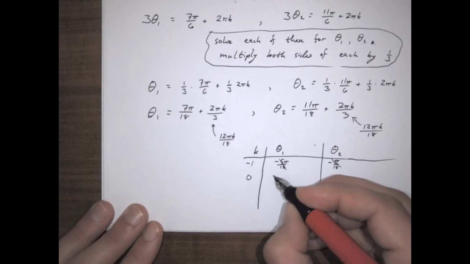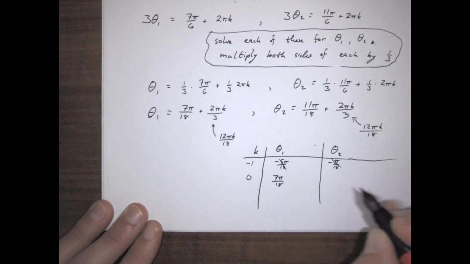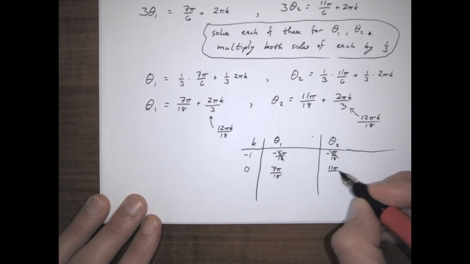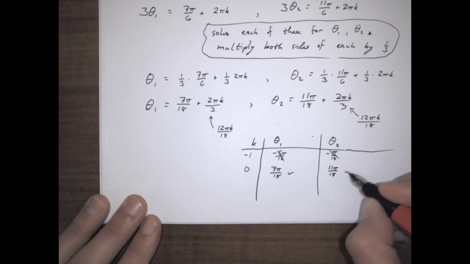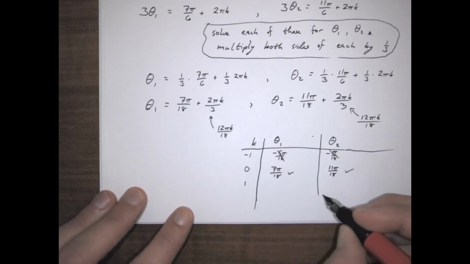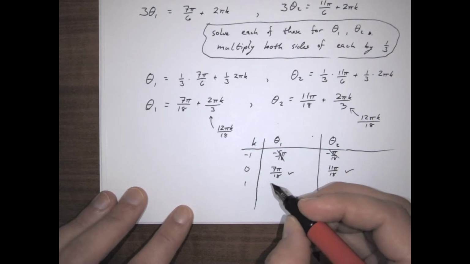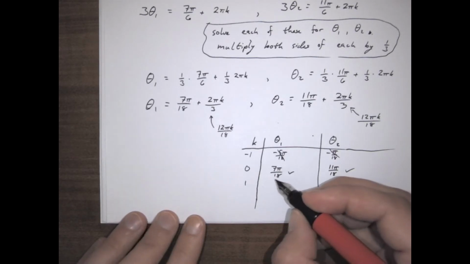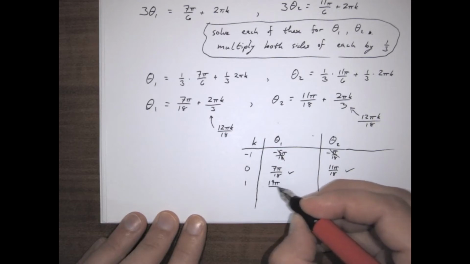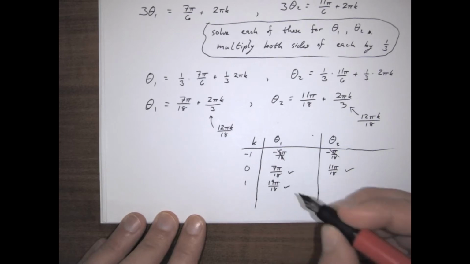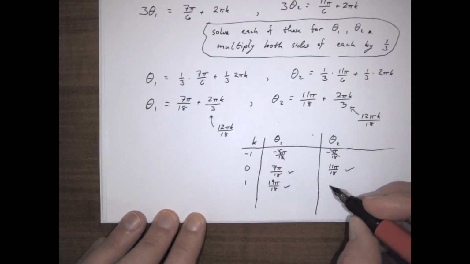All right, 0. 7 pi over 18 and then 11 pi over 18, those are both good. Good and good. K equals 1. So now let's think about this. So K equals 1. So it's going to be 7 pi over 18 plus 12 pi over 18, which equals 19 pi over 18. Which is still less than 2 pi. It's only a little bit more than 1 pi. That's good. And then let's try this one over here.